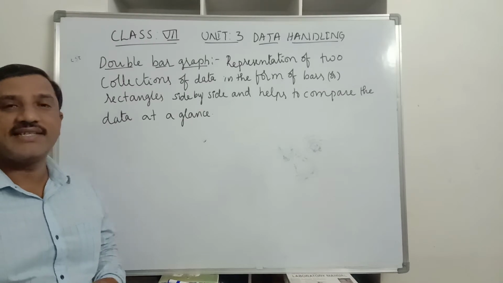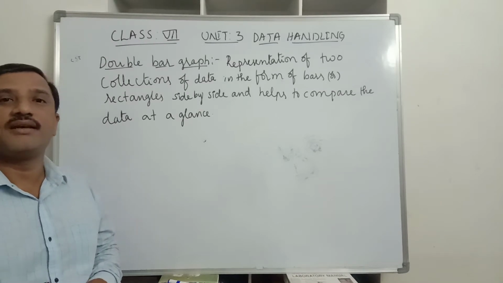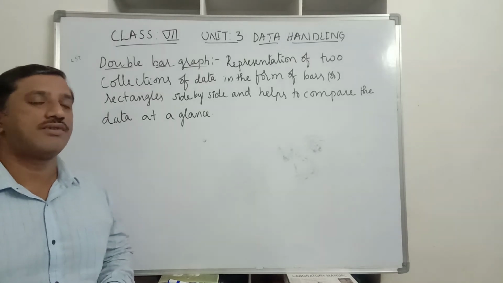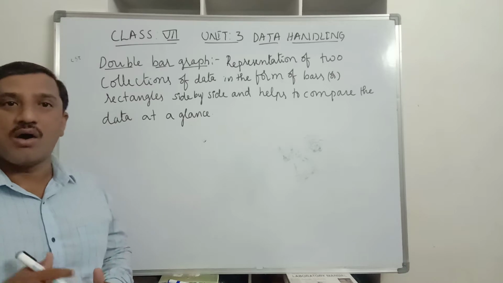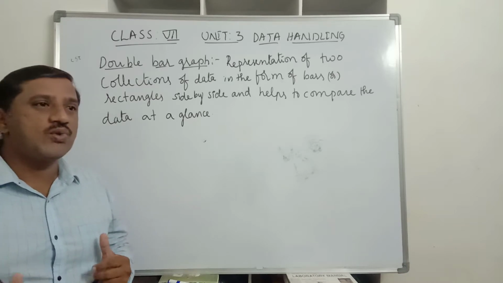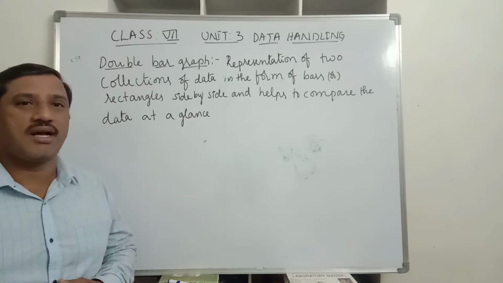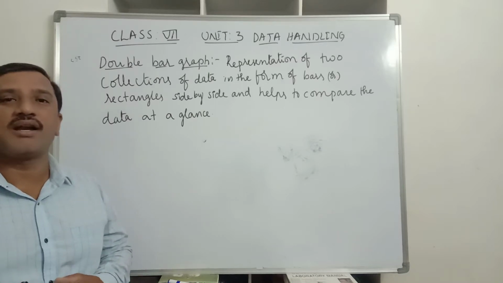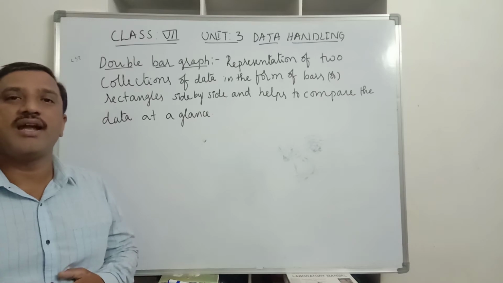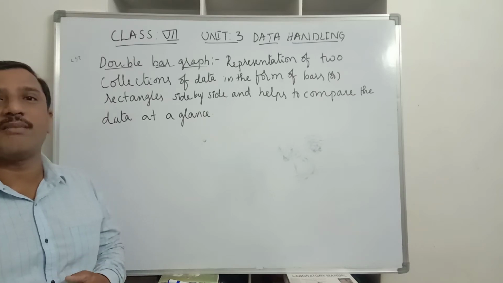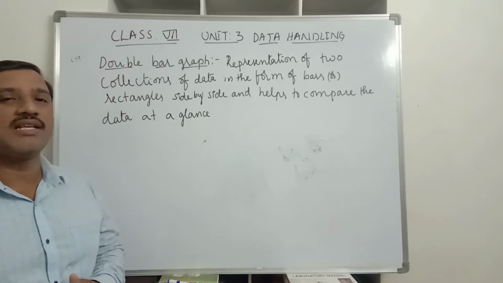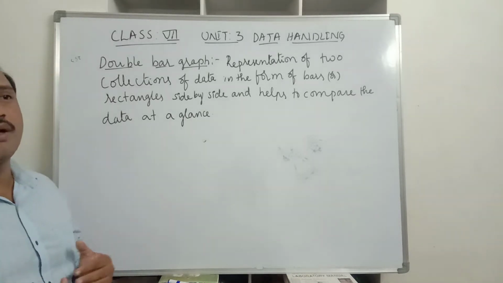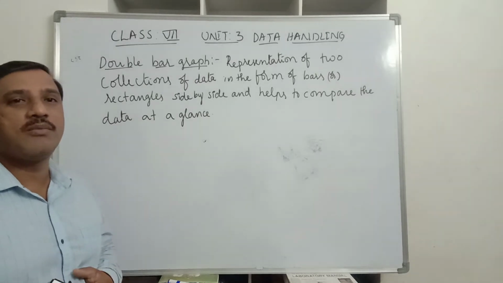In the last class we discussed the visual representation of data. In that we discussed the bar graph. What is a bar graph? How to draw a bar graph? How to choose a proper scale to draw a bar graph? And we answered some of the questions on the bar graph by observing the data which is represented in the form of a bar graph. Now we will discuss in this class the double bar graph. How to represent the double bar graph, where we use this double bar graph.